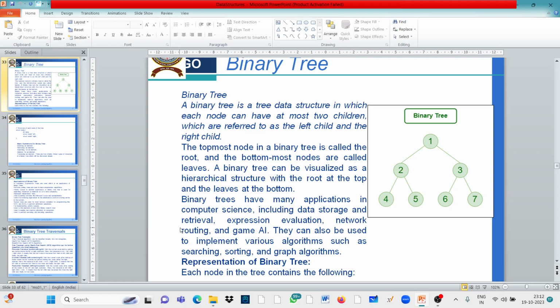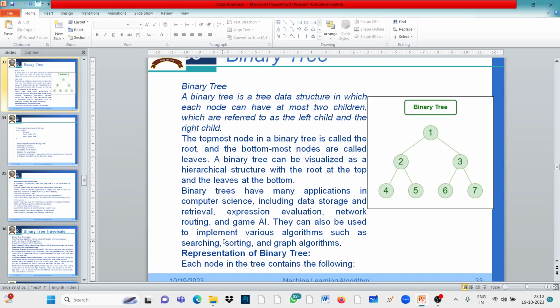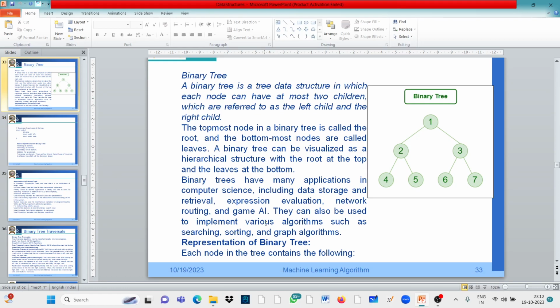Okay. And binary trees have many applications in computer science, including data storage, data retrieval, expression evaluation, network routing, gaming, and artificial intelligence. They can also be used to implement various algorithms such as searching, sorting, and graph algorithms. Okay. For the representation of a binary tree, each node in the tree contains the following. Now the representation we can see here.